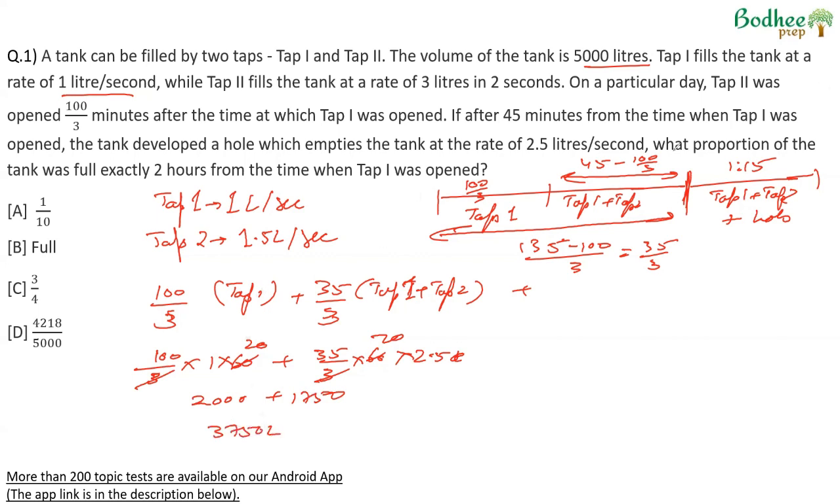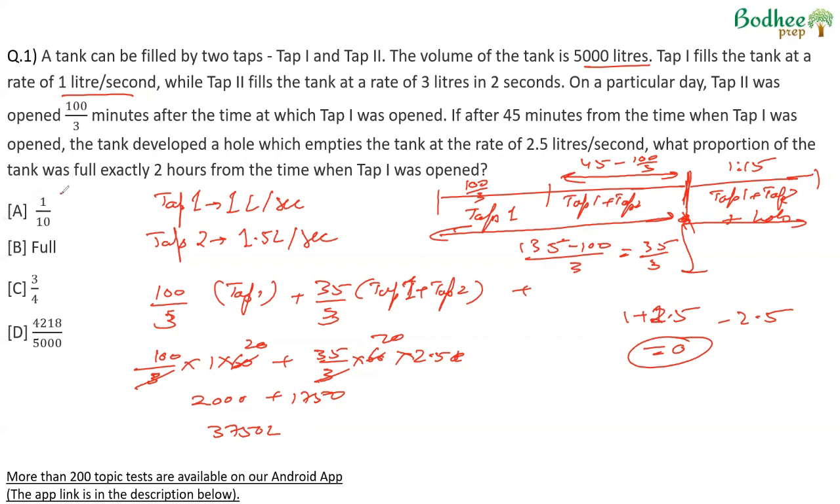Now, at this point, what proportion of the tank was exactly filled? When we look at tap 1, tap 2, and the hole, tap 1 and tap 2 together will fill 1 plus 1.5, 2.5 liters per second, and the hole will empty 2.5 liters per second. So net, the change in the water level will be zero. After this point, no change happens. Whatever water comes in, that water goes out. Until this point, we know that 3750 liters had been filled.